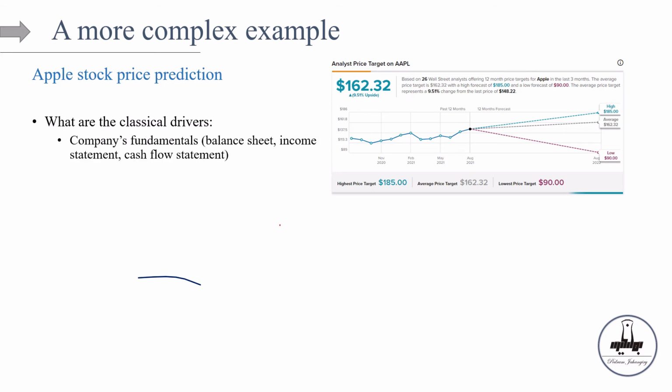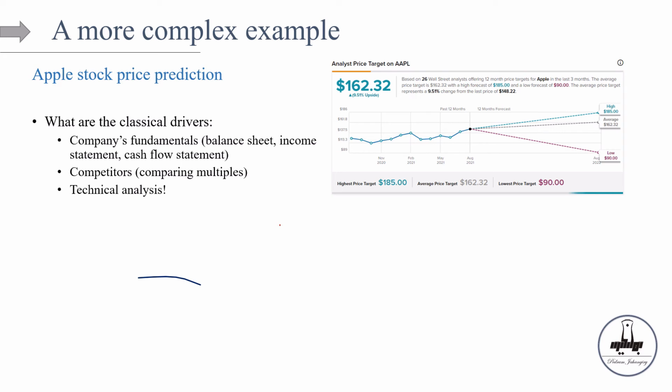So what are the classical drivers? The drivers are going to be the company's fundamentals, like the balance sheet, income statement, and cash flow statement, and out of those statements, we are going to come up with some financial ratios, for example, price over earnings, price over sales, etc. Then what are some other classical drivers? Basically, we're going to look at the competitors. We're going to find something called comparing multiples. For example, comparing the price over earnings of Apple with Microsoft, with, I don't know, Google. We're going to see which company has a higher PE or a lower PE. And those are going to be factors for making predictions for the price of Apple.